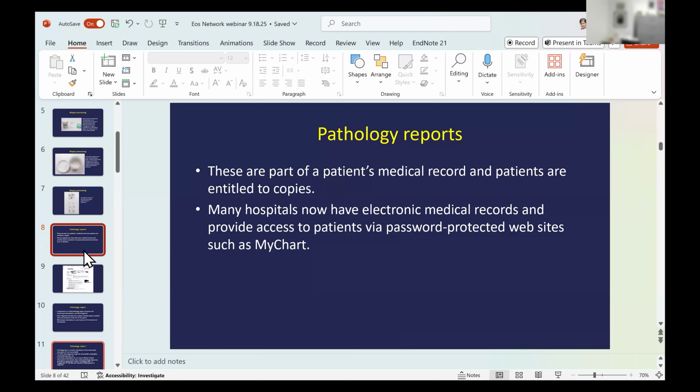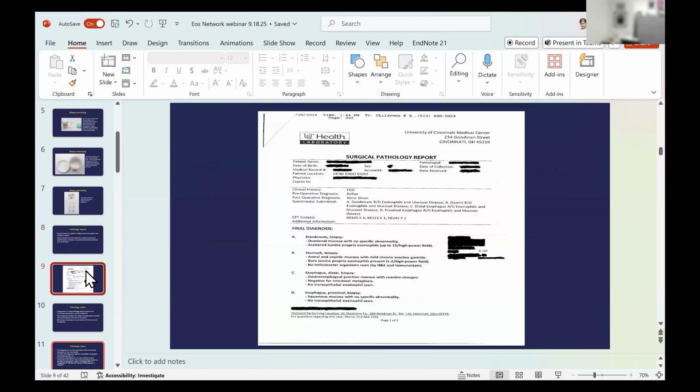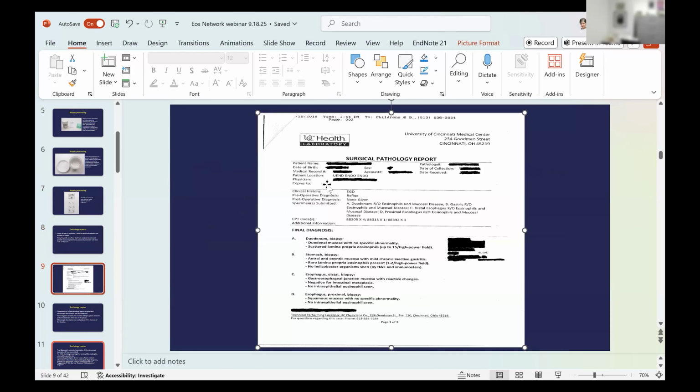Many hospitals now have a site called MyChart, which is password protected, and which patients can access to get their pathology reports. This is an older example of a report sent to us with slides from University of Cincinnati for consultation.